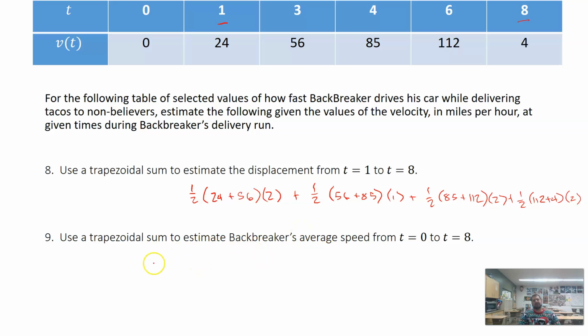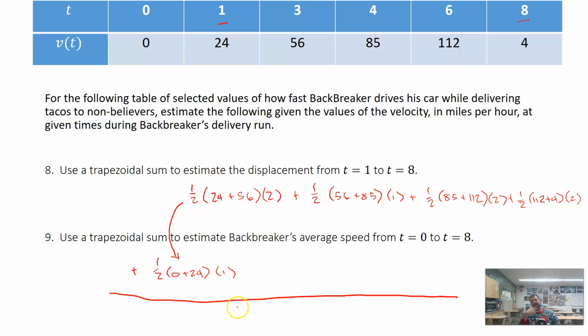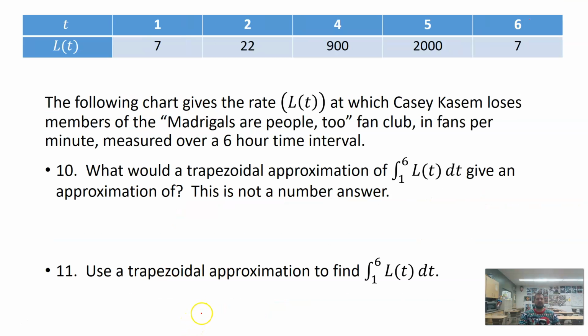Now the average speed on number 9, we're going to take all of those values, and then we're going to add on to it our first trapezoid that we had. So that's 1/2 times 0 plus 24, multiplied by 1. Then we would divide all of that by how long it took, so we would divide by 8. Remember, average speed is displacement divided by how long it took. Displacement is just how far it is from where it started, and we find both of those using these trapezoidal sums here.